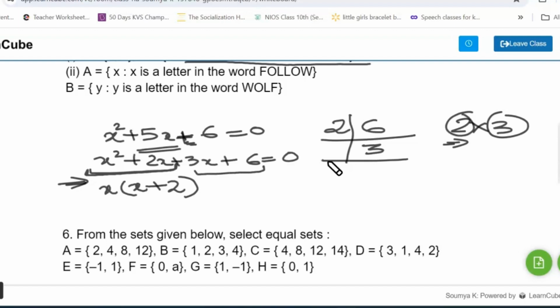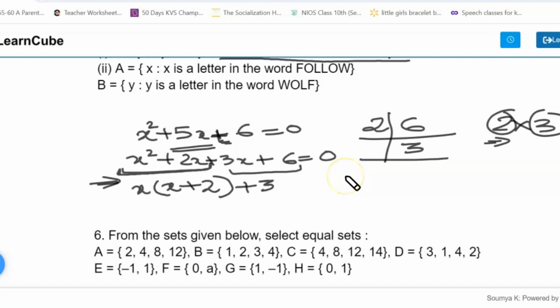Similar way you have to do these two terms also. Check the last two terms. You see, 3 is common, and here it is 3 into 2, that is 6. So take 3 common, and then what is remaining here? x is remaining plus 2 is remaining, equal to 0. Since you have taken 3 here, only 2 is remaining here.